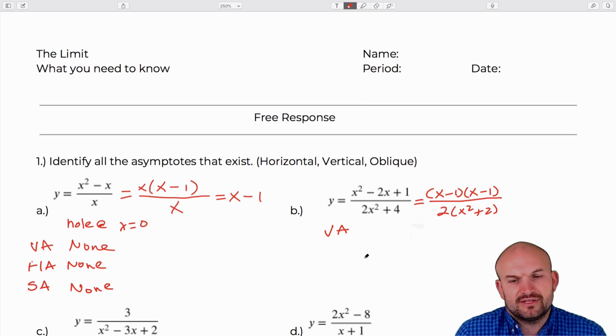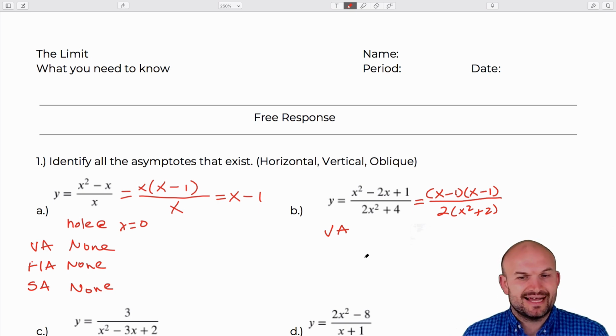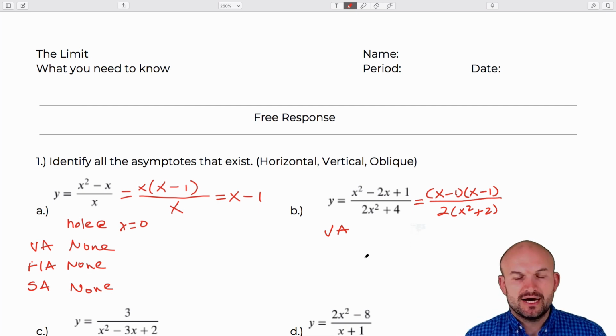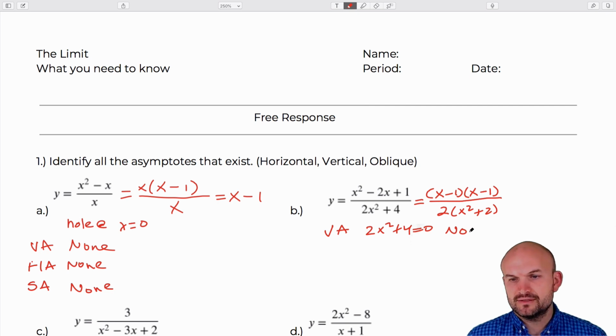So therefore, that's going to be in your imaginary number system. And again, there's not going to be an asymptote. We're looking for a real number where the graph is going to be approaching. So therefore, in this case, the vertical asymptote, I'll just say 2x squared plus 4, I'm just going to set that equal to 0, but therefore, there's not going to be a vertical asymptote.